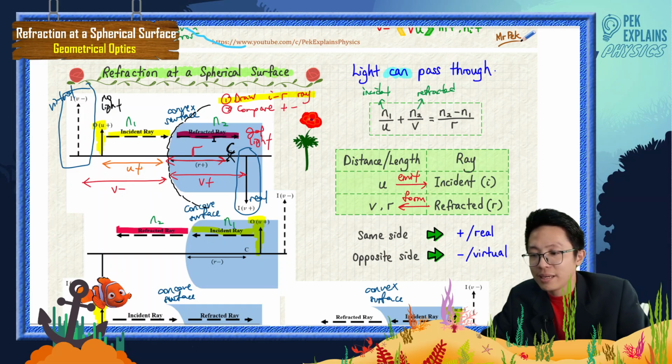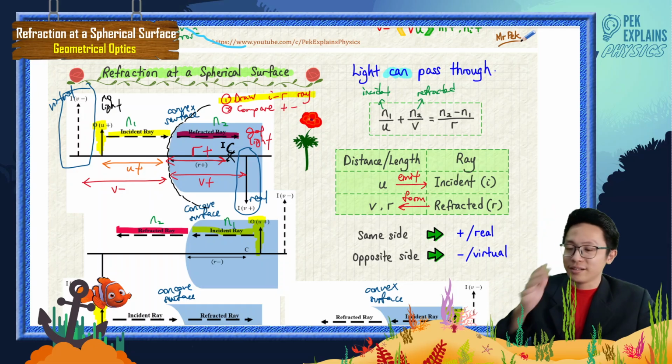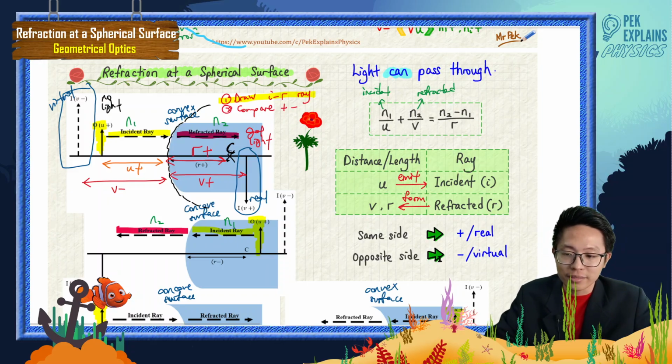So same side is positive. Understand or not? This R is positive. The same side, very easy. Same side is positive. Only the U compares with the incident ray, while V and R compare with the refracted ray. Same side positive, opposite side negative. That's it. No need to remember all the terms.